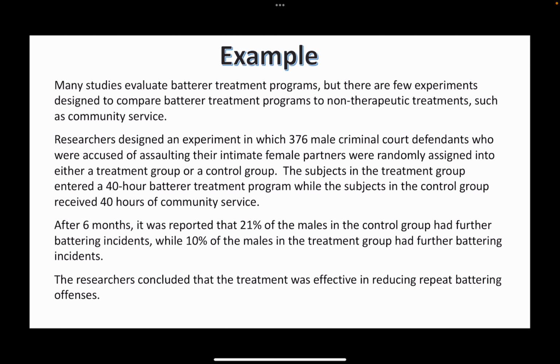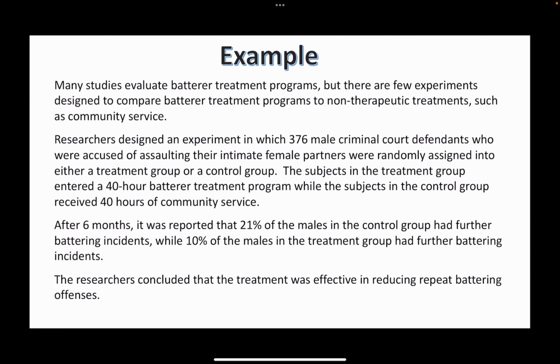They took 376 male criminals who are criminal court defendants. They were accused of assaulting their intimate female partners, so wife, girlfriend, something like that. They were randomly assigned. Half of them went to a 40-hour batterer treatment program, a specific program to help reform batterers. And then the other half did 40 hours of community service.